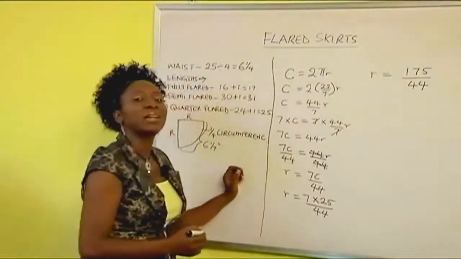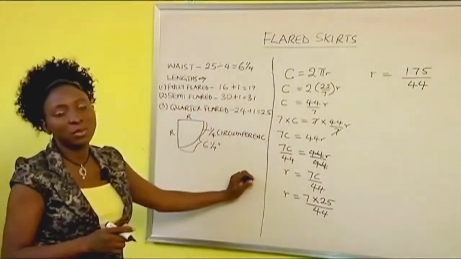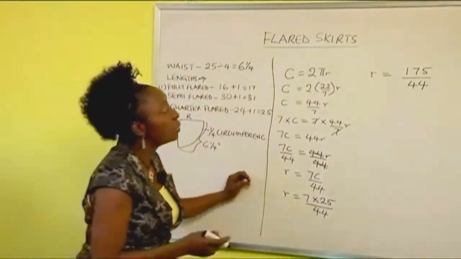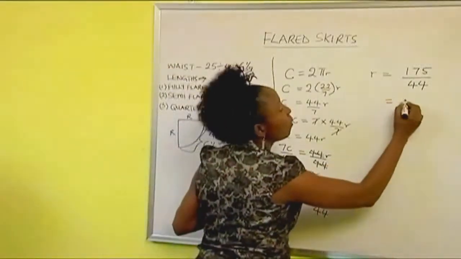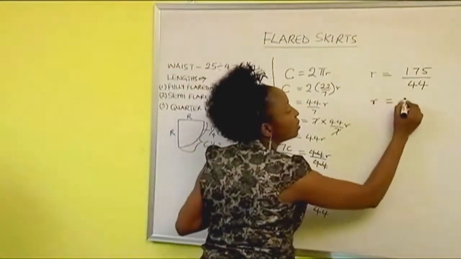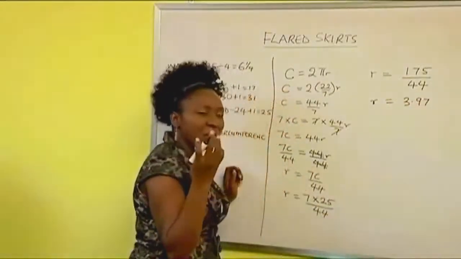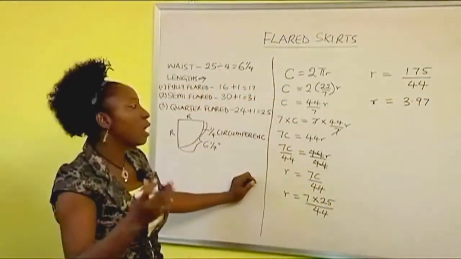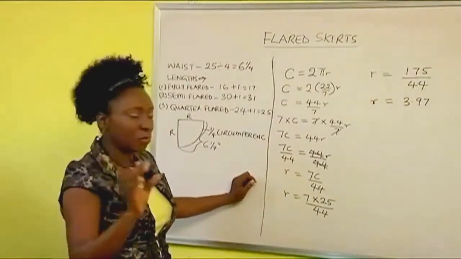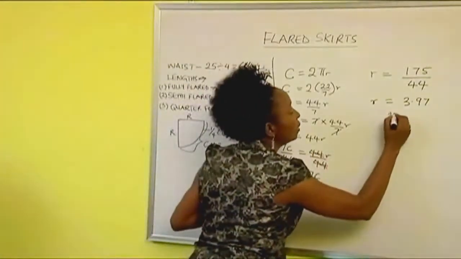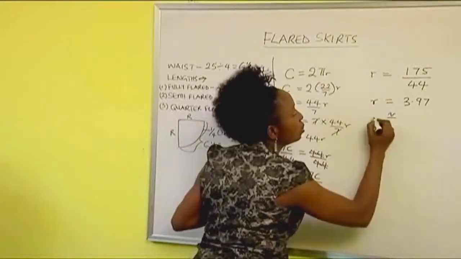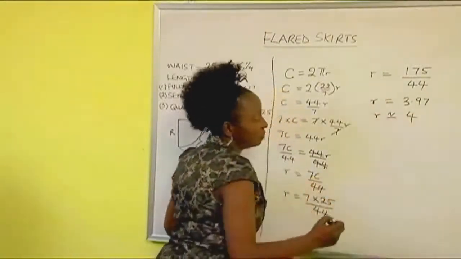Now just take a minute and try and calculate that with your calculator or with your phone. And that will give us r equals 3.97. You can see it's very, very close to 4. So I'm going to just approximate it to 4 inches. That will be approximated to 4.